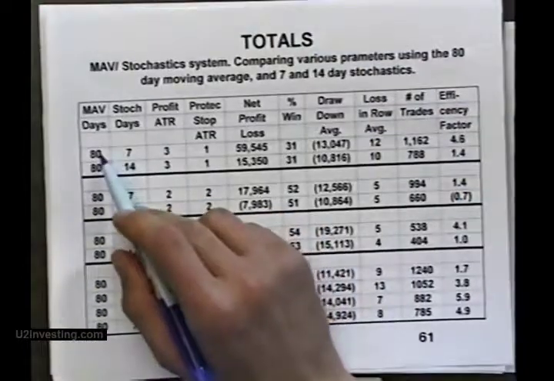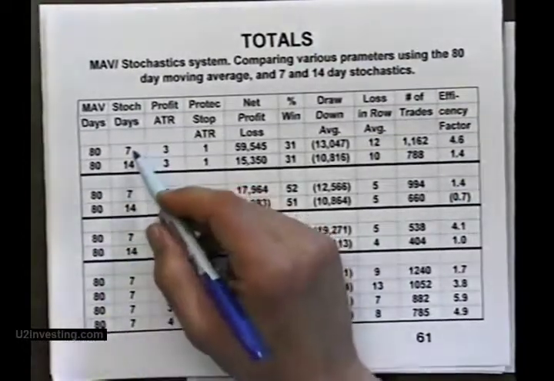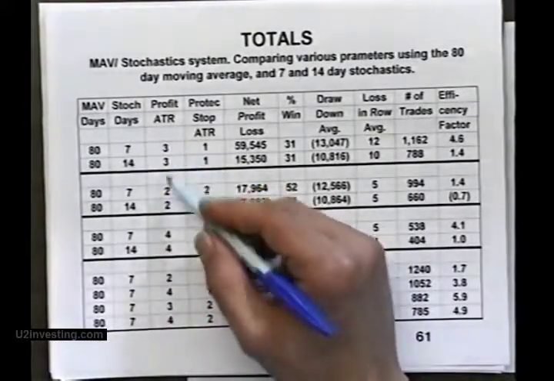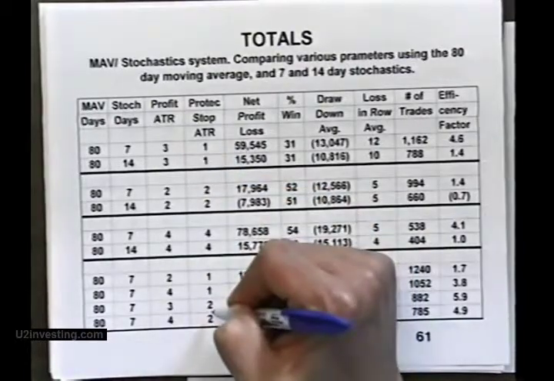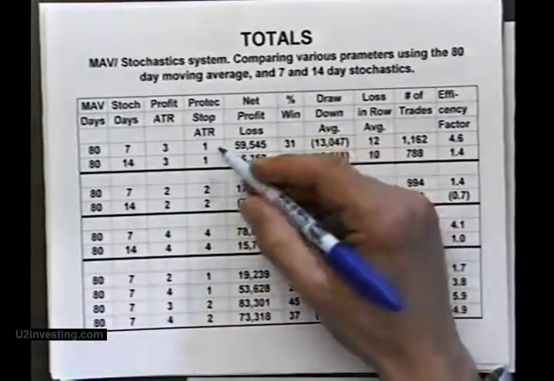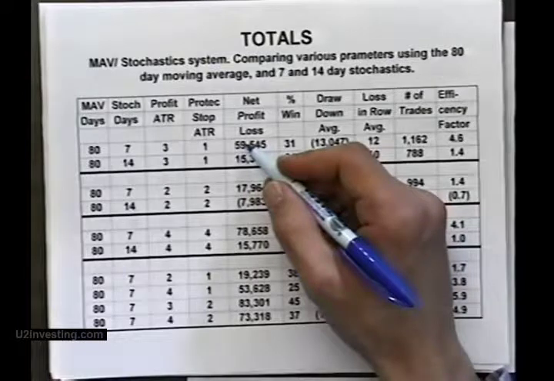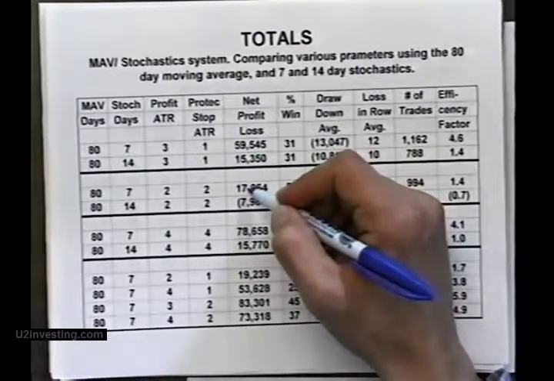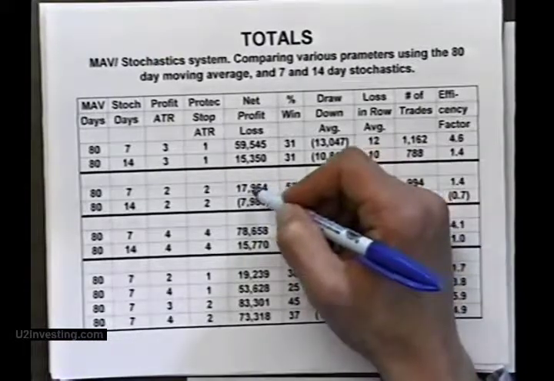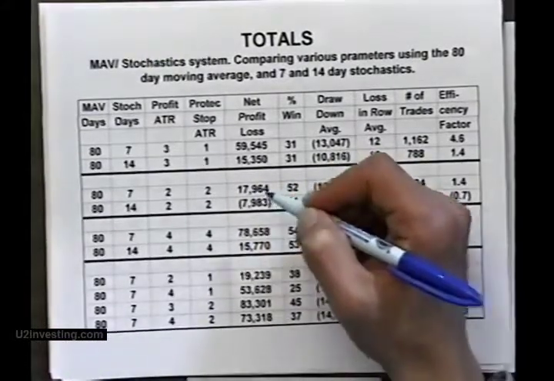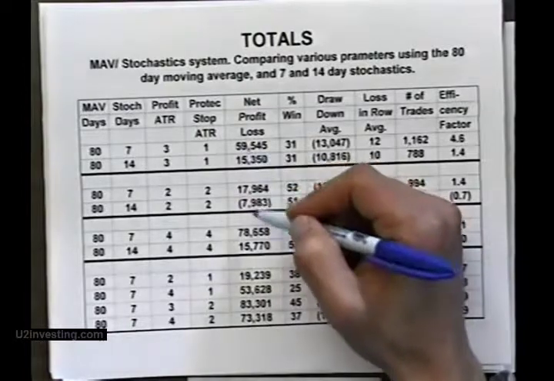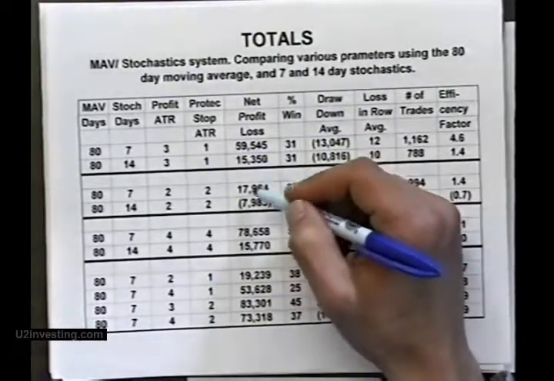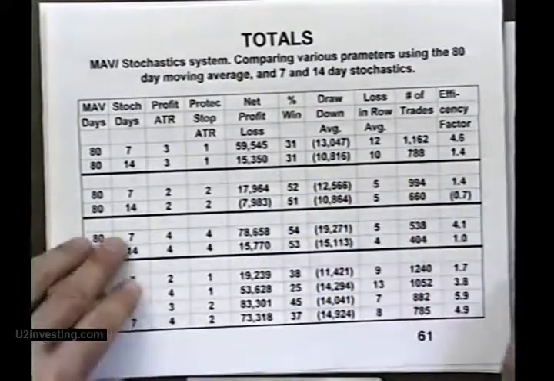Here we use the 80-day moving average, and we compared 7-bar stochastics with 14-bar stochastic using different profit parameters and stop parameters. And again, the 7-bar stochastic had $59,000 profit, the 14-bar had only $15,000. Here the 7-bar stochastic had $17,000 profit, whereas the 14-bar lost money. This tells us the later that you enter after the correction phase, the less money you're going to make. And the sooner you enter, the more money you're going to make.